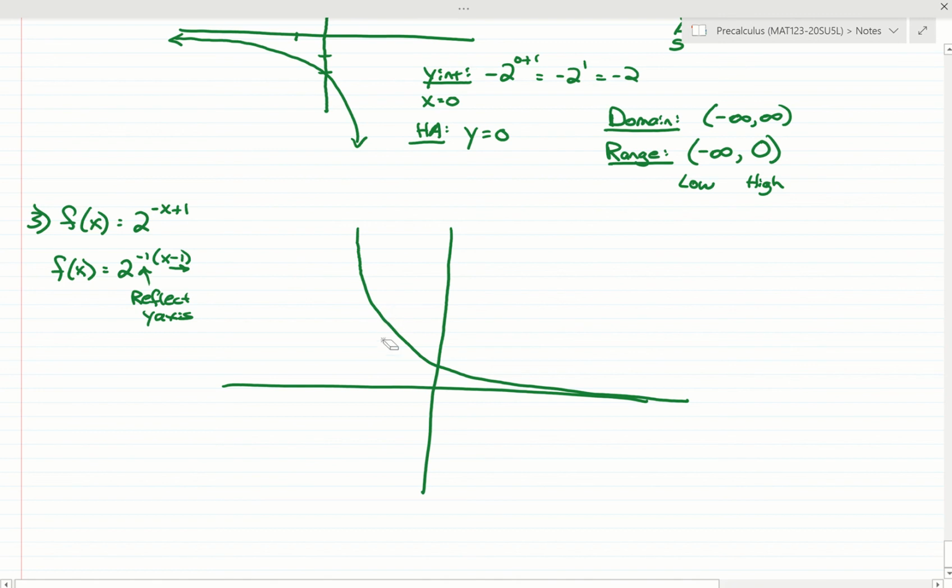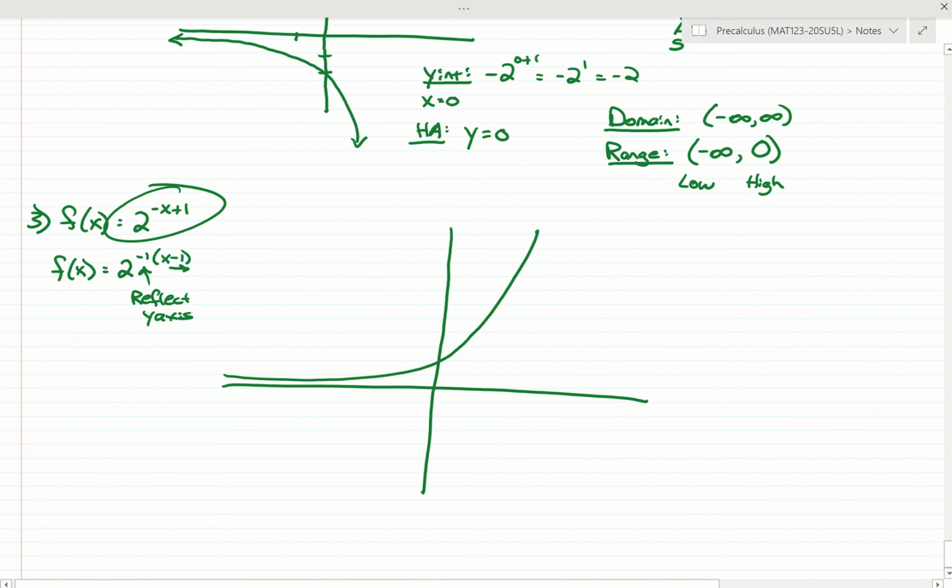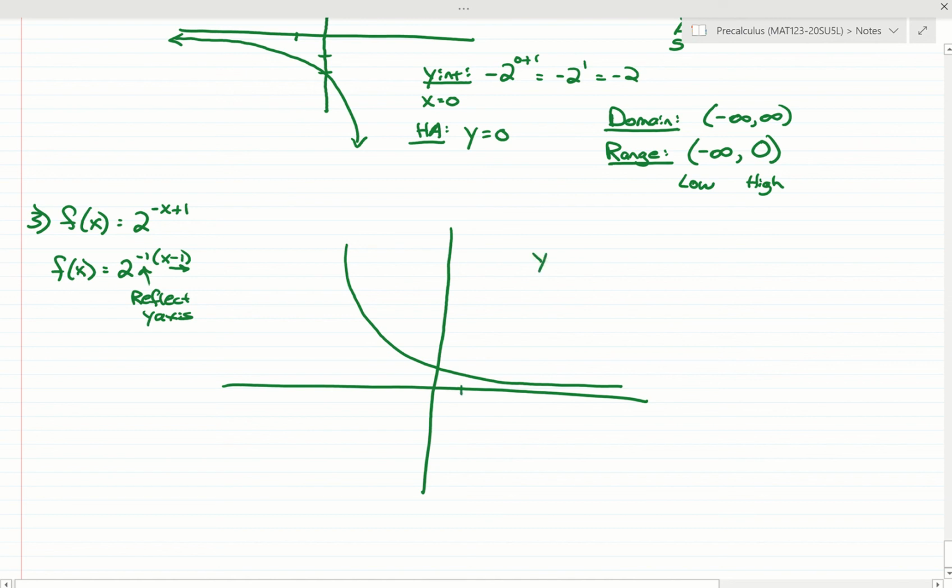Another way you could look at this, I don't recommend doing it this way, but look, we can move the original graph to the left 1, and then reflect it over the y-axis. So it's a little bit tricky that way. The way that I would recommend that you do it is factor out the negative, reflect the graph, so spin it around, and then move it to the right 1. So let's answer our questions.